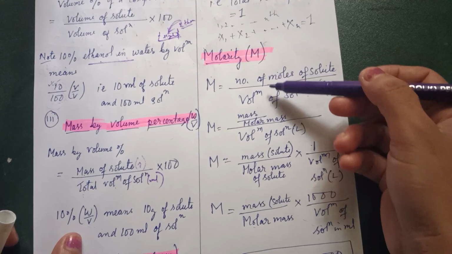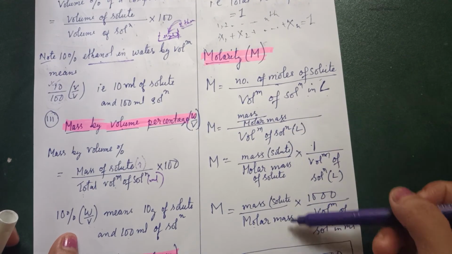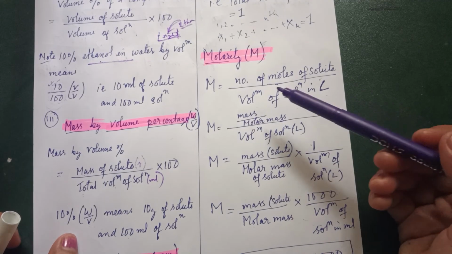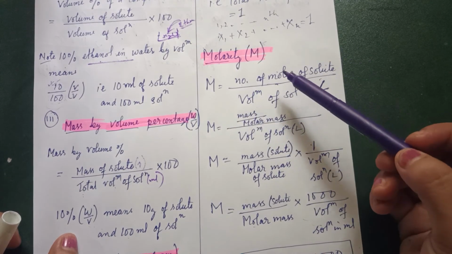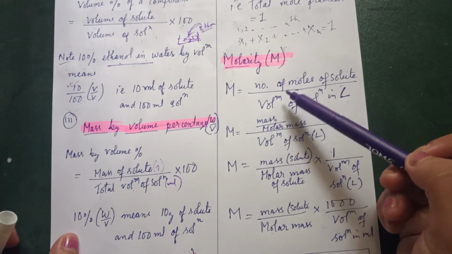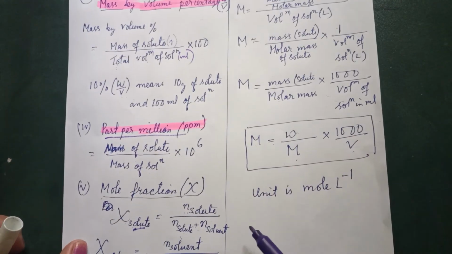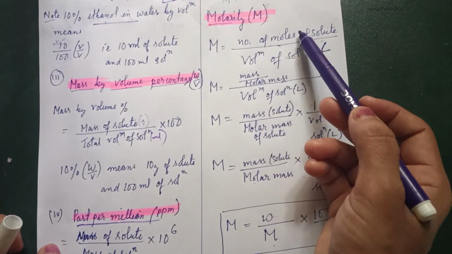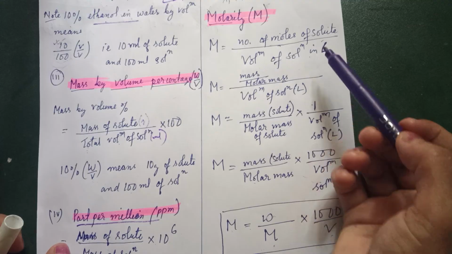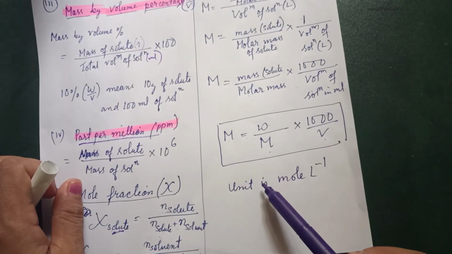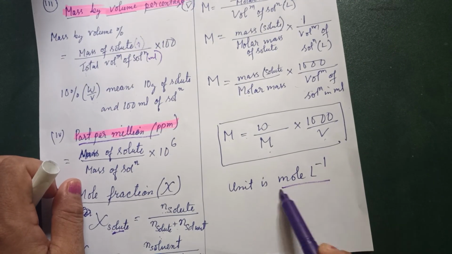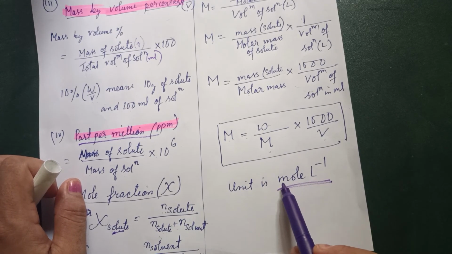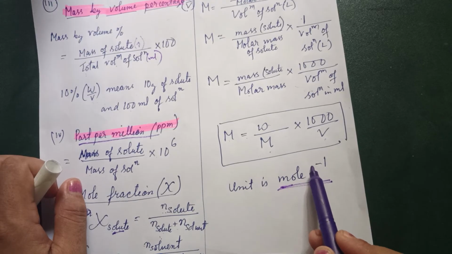You can use any of these as given. You have to learn this as well as this, because sometimes if the numerical question is given in terms of moles, then you have to use this. So what is the unit of molarity? Just learn the formula: number of moles, so mole, below is liter, so the unit of molarity is mole per liter. It is defined as the number of moles of solute dissolved per liter of the solution.